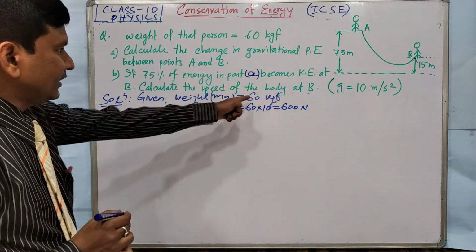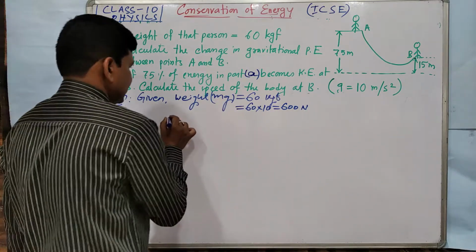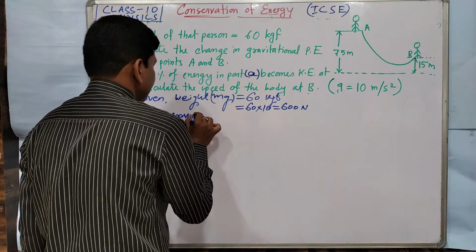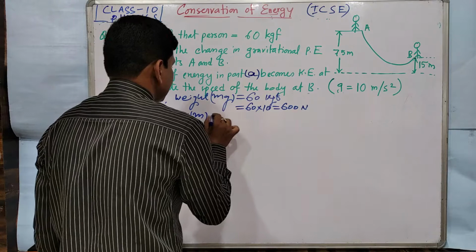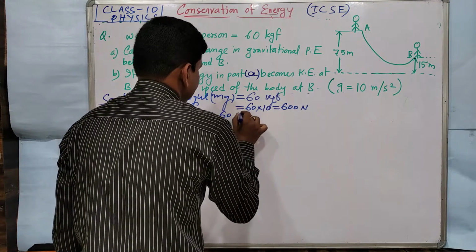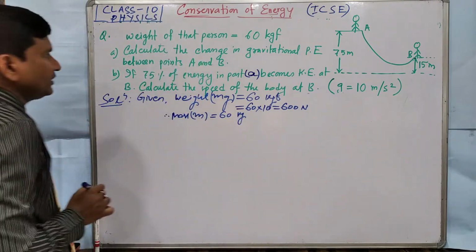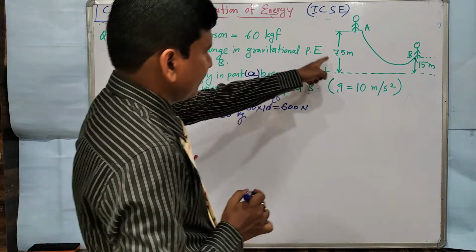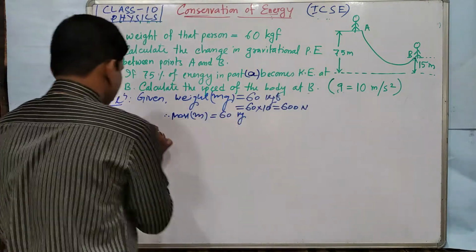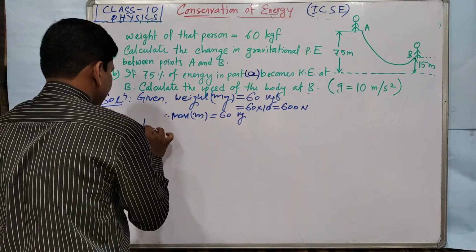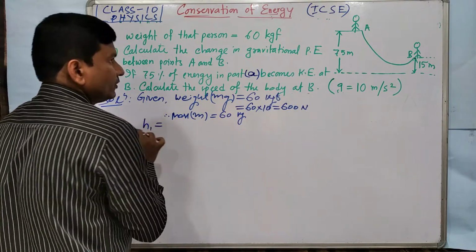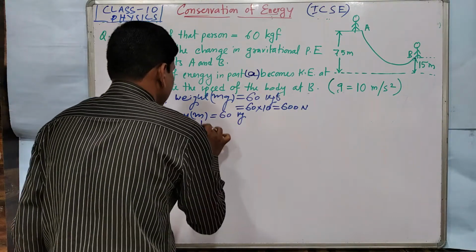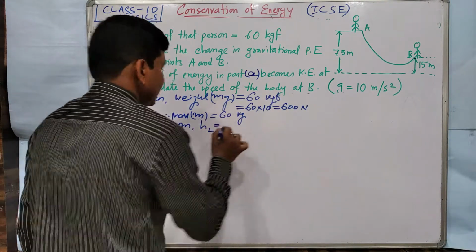And if the weight is 60 kgf, therefore the mass, how much will be the mass? Mass m is equals to 60 kg. This is the information which is given to us. Again, there are two heights which is given to us, height 1 and height 2. So h1 is equals to 75 meter and h2 is given over there 15 meter.